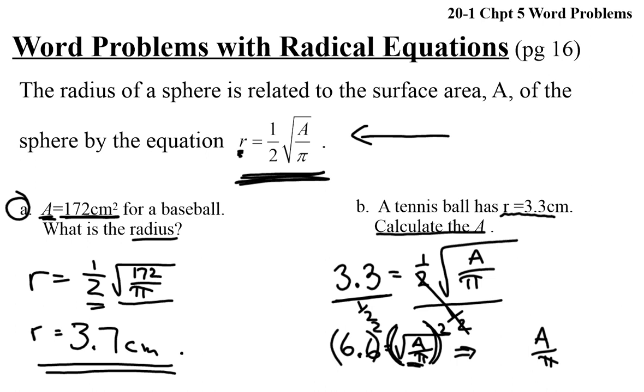And my 6 and 6/10, when I square that, is 43 and 56/100. At that point, to get a by itself, we're dividing by pi. And if I'm dividing by pi, I can multiply by pi. So I multiply by pi on this side, and the area or surface area of that tennis ball, rounded to the nearest square centimeter, so whole centimeter, is 137 centimeters.